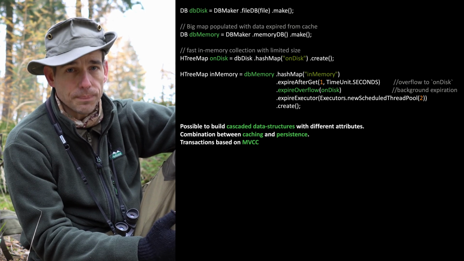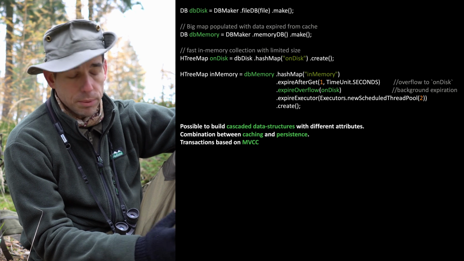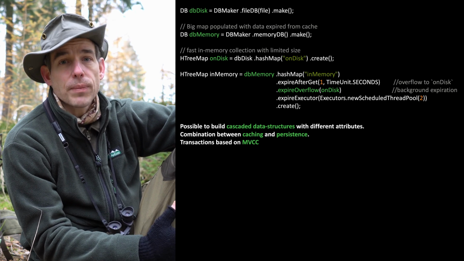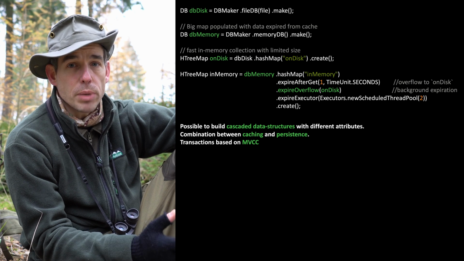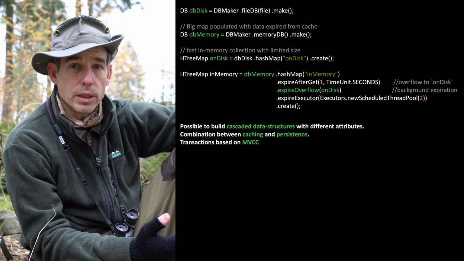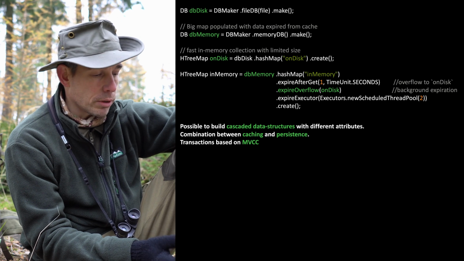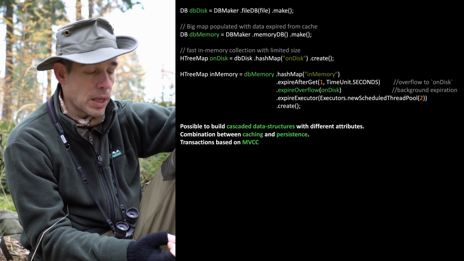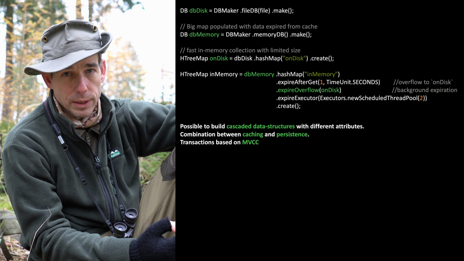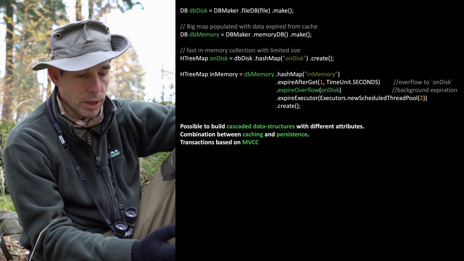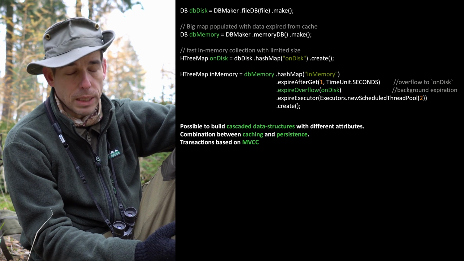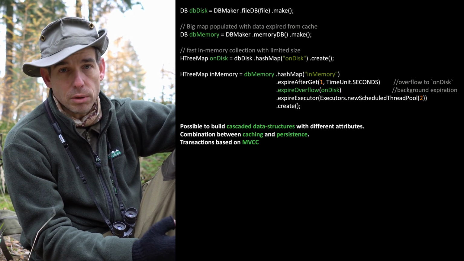So how is this done? You can create a map that is just in memory. And then you can create a map that is on disk, and then you can combine them. So how to do it? First, you are creating a DB in memory. Then you are creating a DB on disk. From the DB memory, you are grabbing a hash map. But first, you have to grab a hash map from the DB on disk.